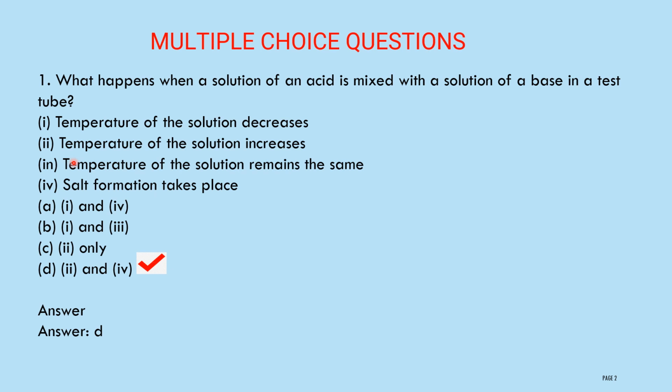If you mix an acid with a base, then the temperature of the resultant solution will increase, and heat will also be released in the neutralization reaction, you know. Therefore, option D is the correct answer. The temperature of the solution increases and salt formation takes place. This type of reaction we call a neutralization reaction. Neutralization reaction is nothing but when acid reacts with base, then you will get salt and water with the liberation of heat.